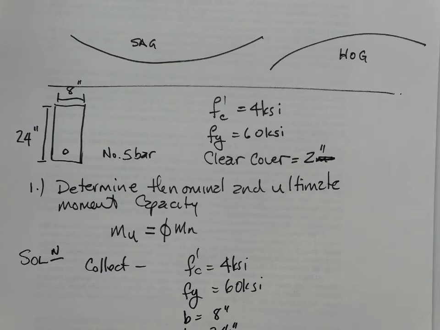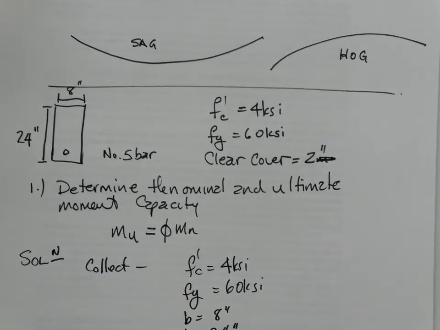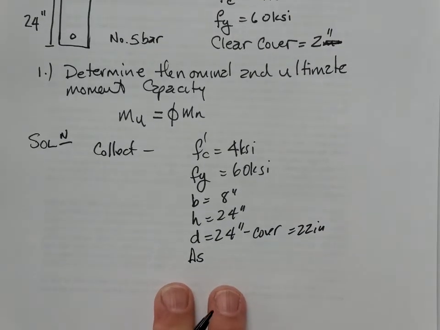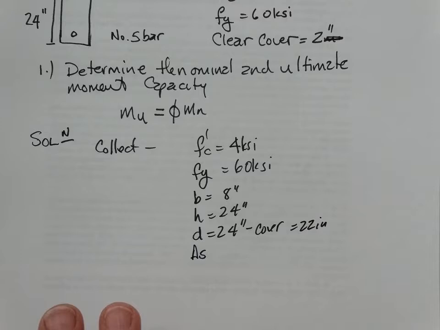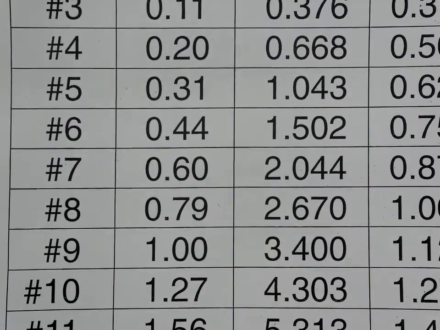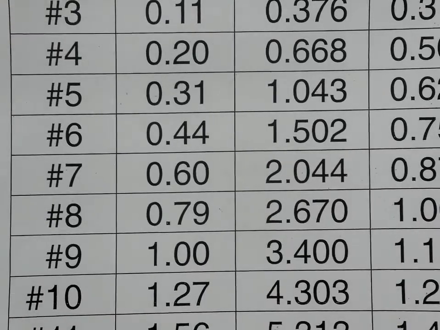Area of the steel. Does anyone remember what a number 5 bar, what does it mean when I say a number 5? 5/8 of an inch, right? So we could, if we wanted, take the diameter, 5/8 of an inch, multiply pi d squared over 4 to come up with the area, but instead, since they're standard bars, we're just going to look it up.